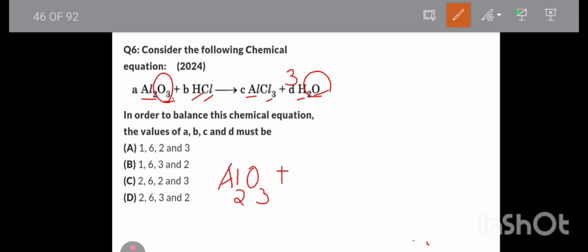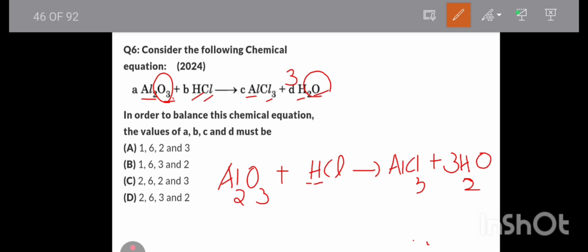Al2O3 plus HCl gives AlCl3 plus 3H2O. This 3 is common for hydrogen also. So for hydrogen you will be getting 6 hydrogen. But here you can see only 1 hydrogen. So you have to make it 6. How will you make it? Yes, you will be putting 6 at the front, right?